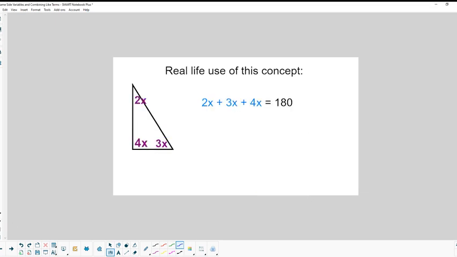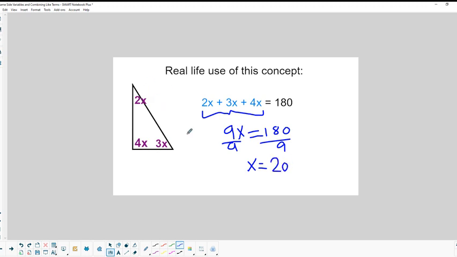Okay, let's do 1 or 2 more. How about this one? 2x, 4x, and 3x. A little bit different than the one we just did. So let's combine all of those like terms together. 2x plus 3x is 5x. 5x plus 4x is 9x. If 9x equals 180 degrees, then how much would x equal? Well, divide by 9. And that would give us x equals 180 divided by 9 is 20.